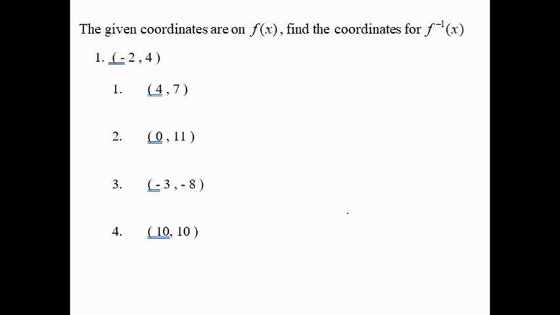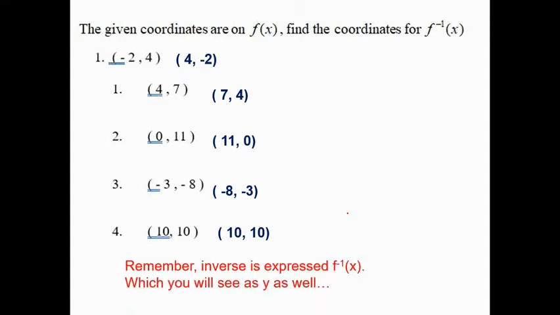So for the given coordinates on f of x, we're going to find the inverse coordinates. For the first one, we would just swap them and we'd have 4, negative 2. Why don't you try the next one? That's right, it is 7, 4. The 0, 11 would become 11, 0. Why don't you try the next one? That's right, it's negative 8, negative 3. And of course, 10, 10 is still going to be 10, 10. Remember, inverse is expressed by f to the exponent of negative 1 of x.